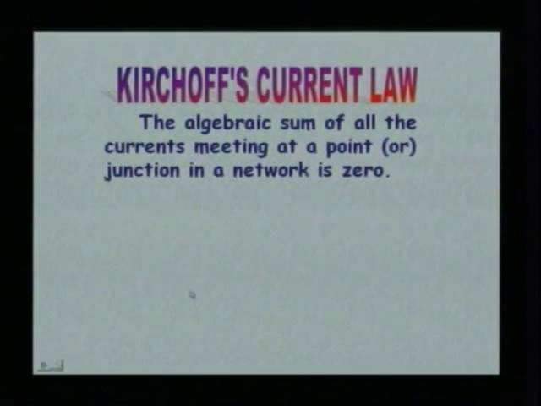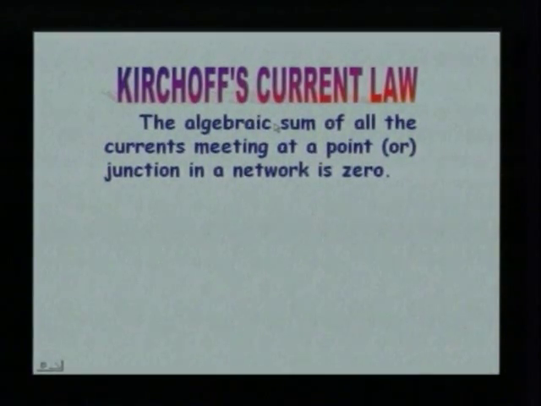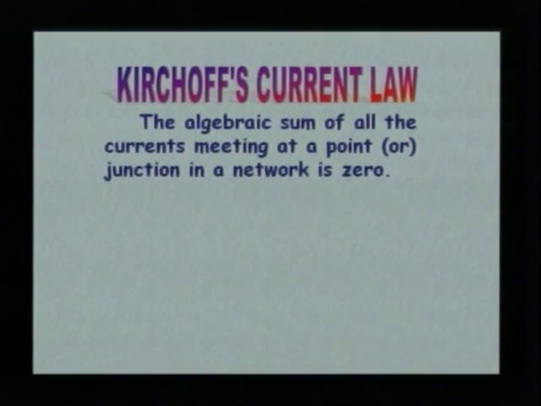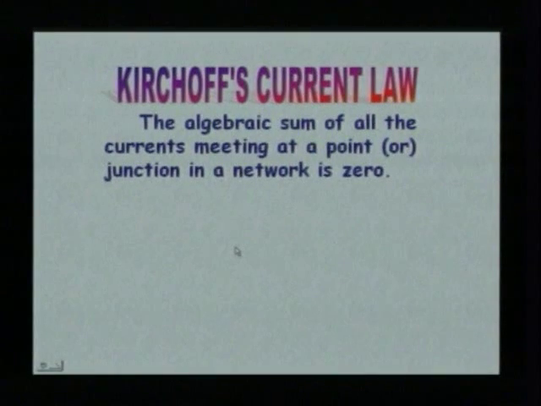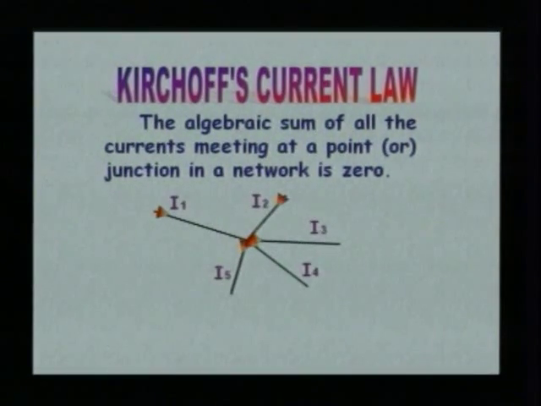Here we need to stress the word algebraic. What do you mean by algebraic? Algebraic takes care of the current direction that we are talking of. If the current is flowing towards the junction, it is taken positive. If it is flowing away from a junction, it is taken negative. Let us consider 5 conductors carrying currents I1, I2, I3, I4 and I5.